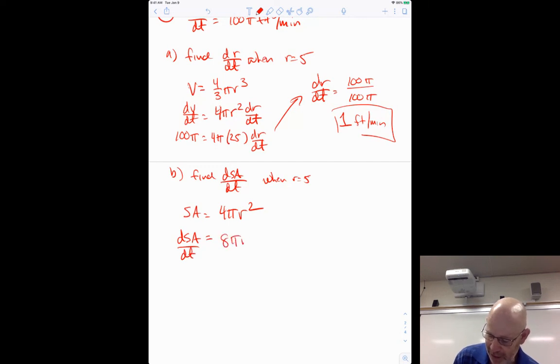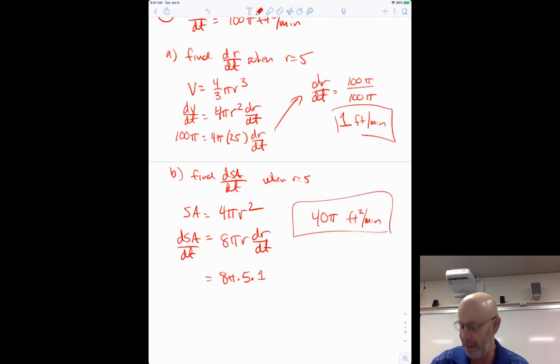8 pi r dR/dt. 8 pi, my r is 5. And now I can use that dR/dt from the last problem, which is 1. So it looks like 40 pi. Now we're surface area, so that's squared, right? 40 pi feet squared per minute for number 11. We're looking good on that one.